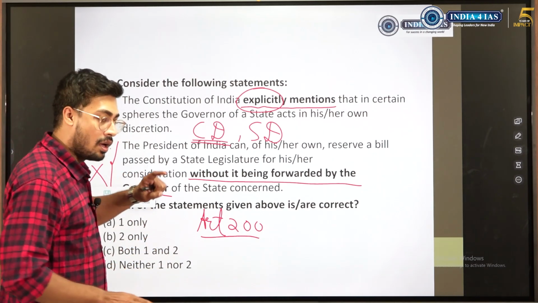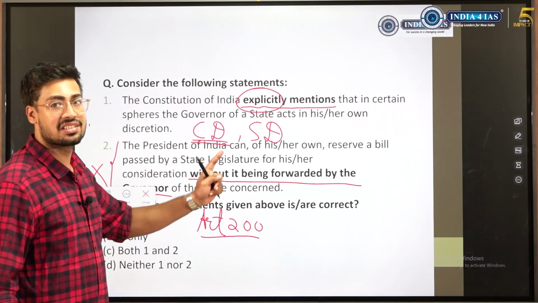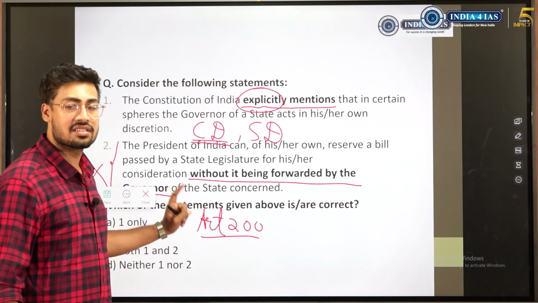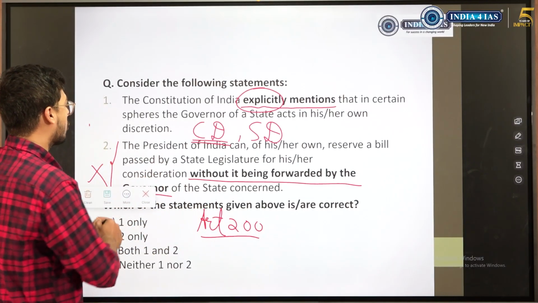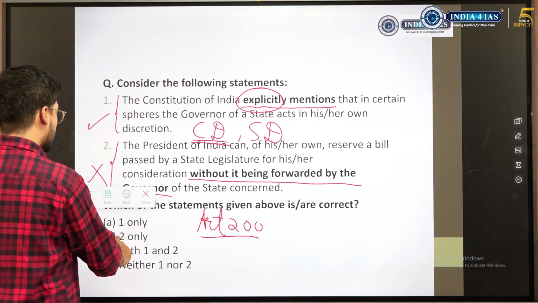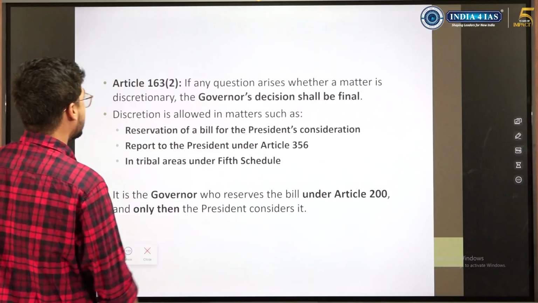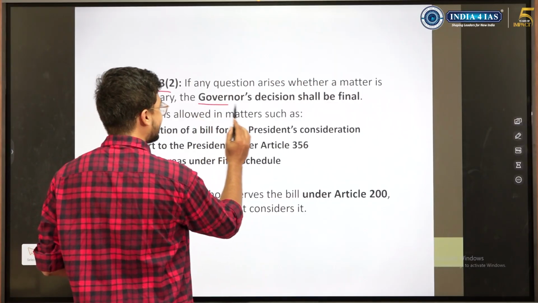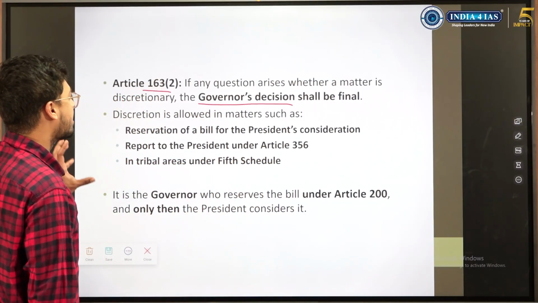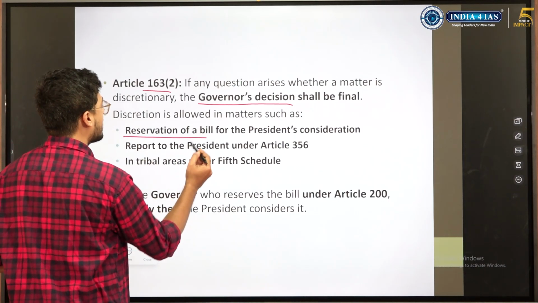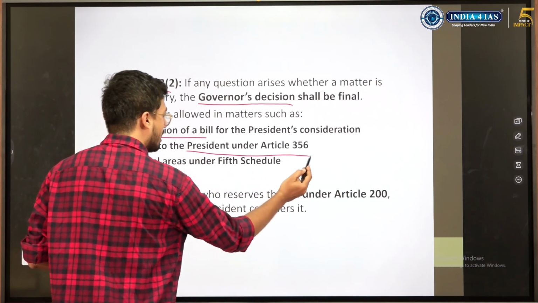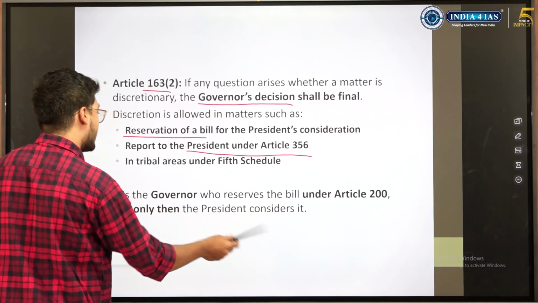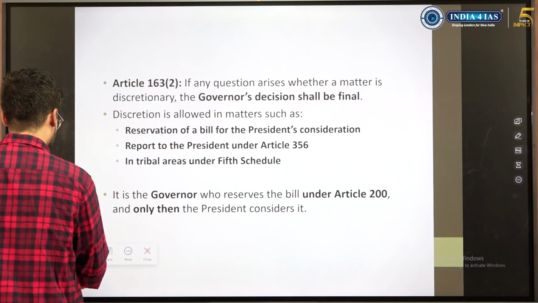In last year's question, we talked about the president's constitutional discretion; look at it here, they have talked about the governor's constitutional discretion. So the present is just a continuity of the past. Similar things from the past PYQs they have picked up and asked. Answer becomes only one. Like I said, Article 163: if a question arises whether a matter is discretionary, the governor's decision shall be final. So discretion is allowed in certain matters, such as reserving a bill under Article 200, reporting to the president under Article 356, and so on. So the governor would reserve a bill under Article 200, and only then can the president consider it.